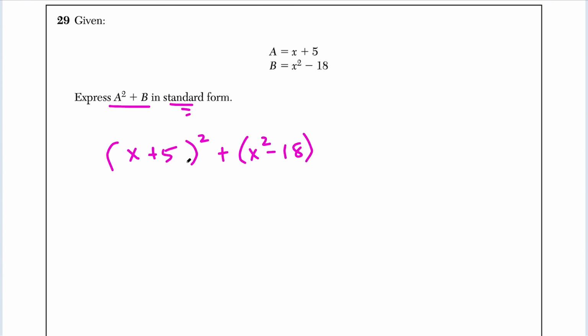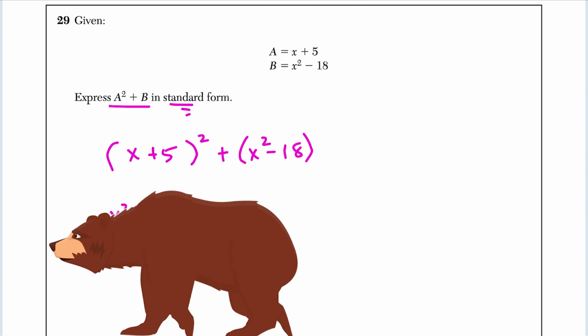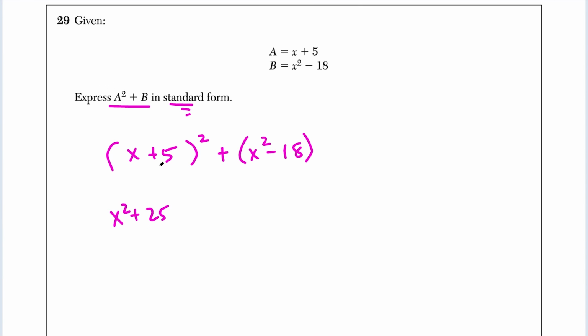So for this one, we have to be a little bit careful. Just make sure that you square this correctly. Please don't do something like this. Okay, this is a very, very common bear trap. When you want to expand this, you have to actually write this out as (x plus 5)(x plus 5). And the reason why I recommend you do that is that you actually distribute this correctly.